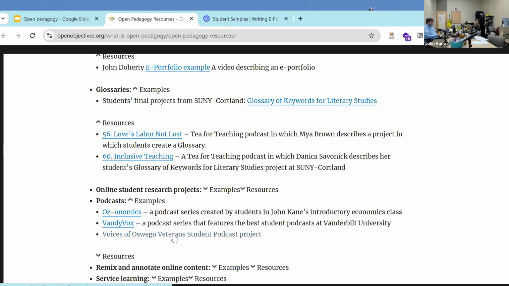We had one here, the Voices of Oswego Veterans Project, which was done by, I believe, people in three departments. Rebecca Mascher was working on it from a graphic design perspective. There was someone in the writing center who was involved with it. There was also a photographer involved in it.